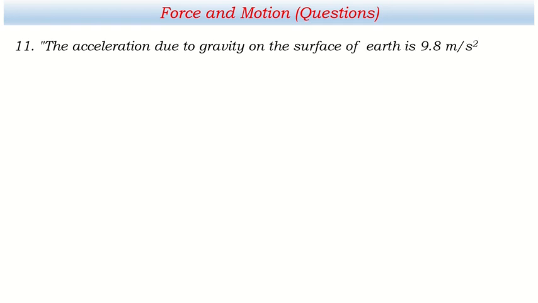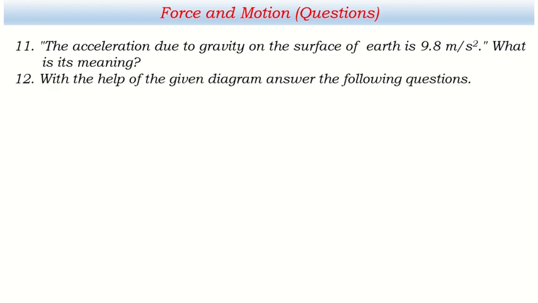Okay, let's have another set of questions. The acceleration due to gravity on the surface of the earth is 9.8 meter per second square. What is its meaning? You have to be very clear about this value. Why are we saying 9.8 meter per second square? You have to explain shortly.